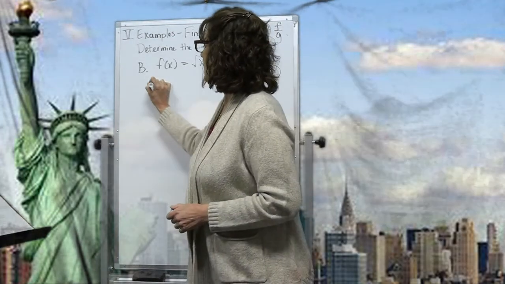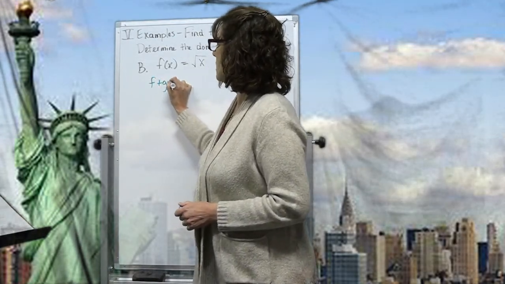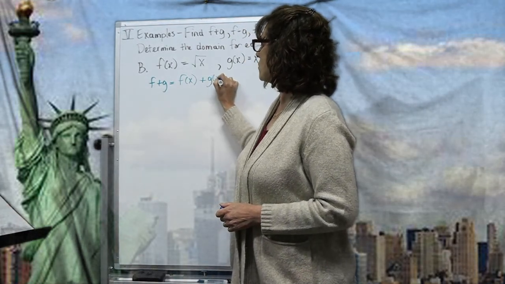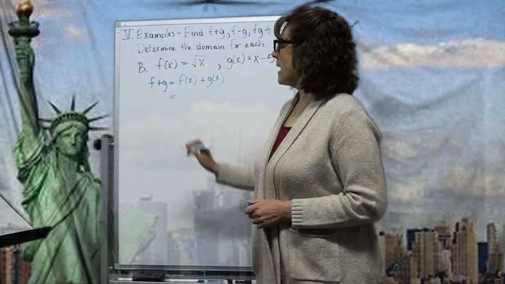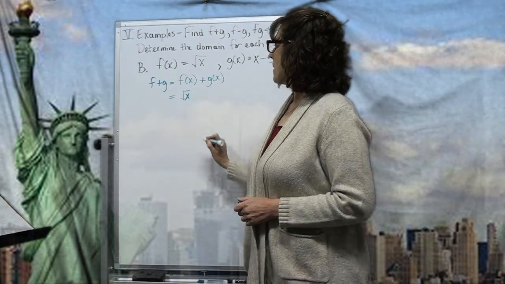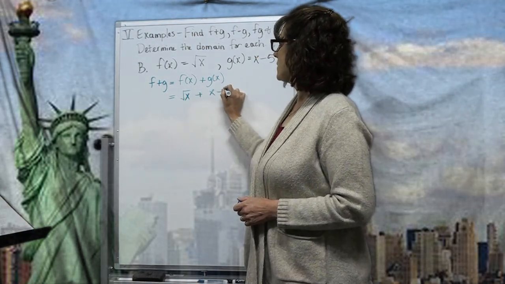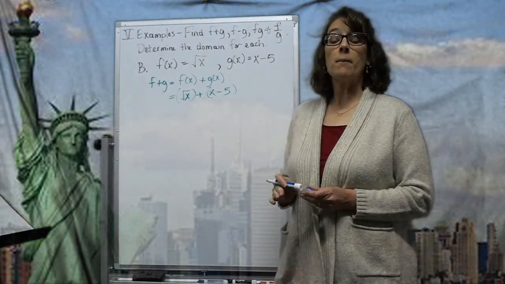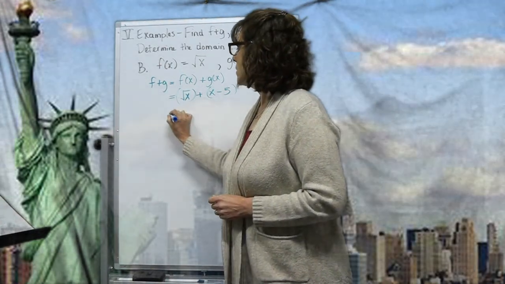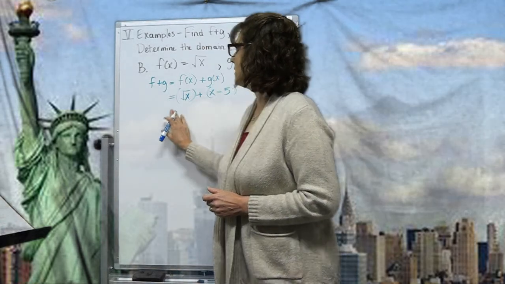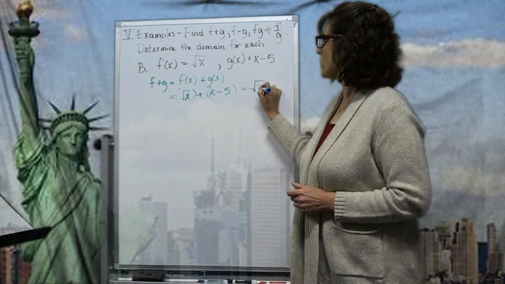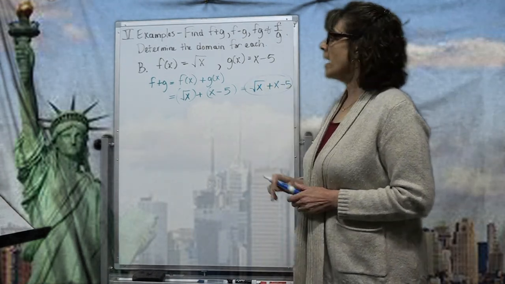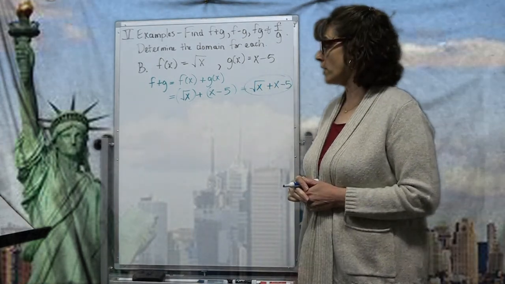So when I go to add the functions and do f plus g, remember that means take the f function and add the g function to it. My f function is square root of x. My g function is x minus 5. I'm going to try to combine the like terms, but notice there are no like terms that I can combine. So I'm just going to get a square root of x plus x minus 5. That is what I get whenever I add the two functions.